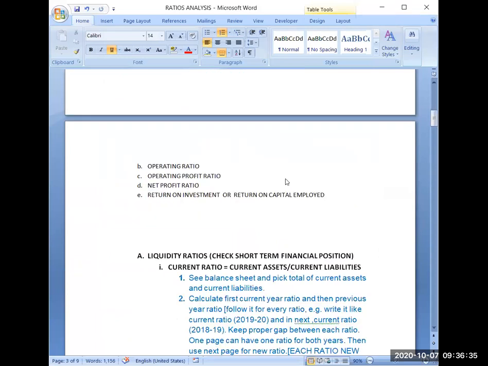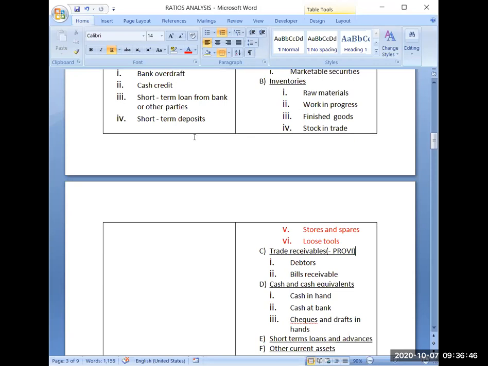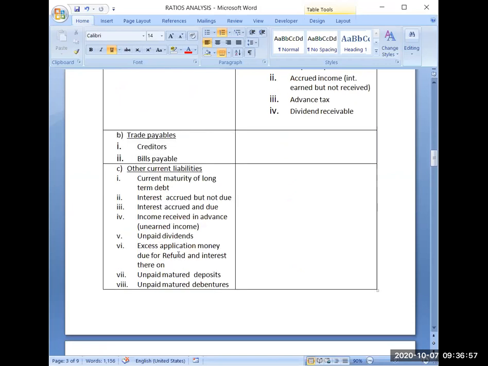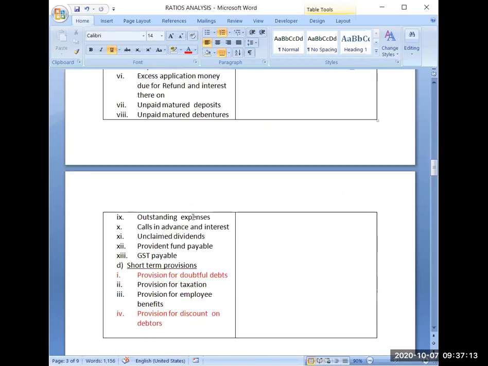Now the same is the case for current liabilities. Short-term borrowings, so bank overdraft, cash credit, or any short-term loan, or any short-term deposit accepted from the public, it will be counted as short-term borrowings, and it will be included in current liabilities. Then creditors and bills payable will also be included in current liabilities. Then interest accrued and due, interest accrued but not due, income received in advance, unearned income, unpaid dividends, excess application money, unpaid matured deposits, outstanding expenses, these all will be counted as your current liabilities.